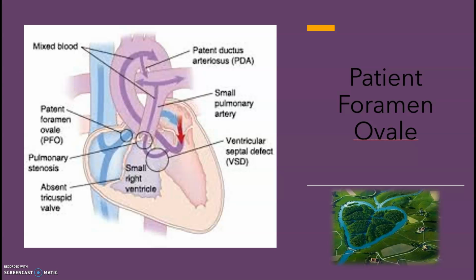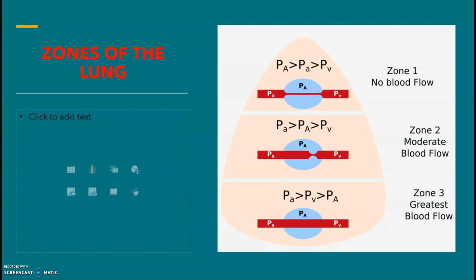So VQ mismatch sounds like it's a really serious deal, and it is, and it's a severe matter. But when you look at the zones of the lung, we see that VQ mismatching actually happens all the time. On the top of the lung, there's very little blood flow. The pulmonary arterial pressure is just enough to perfuse this area of the lung. However, this area of the lung is also best ventilated, so there's not a lot of blood flow, but there is a lot of ventilation.